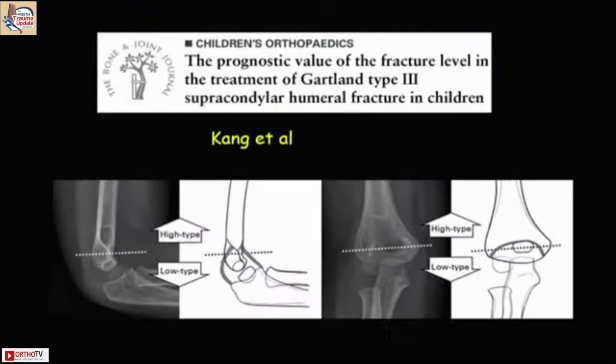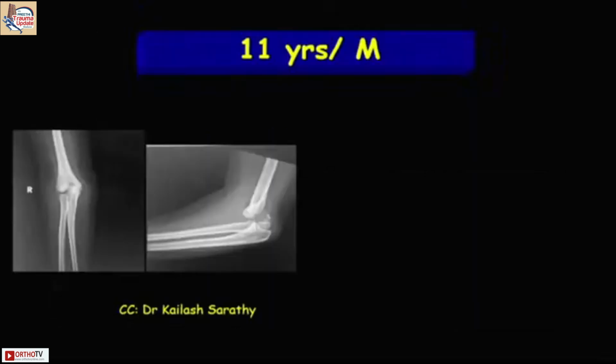Now, Kang et al. have shown the features of a low supracondylar humerus fracture: in the lateral view the fracture is below the hourglass line, and in the AP view below the transepicondylar axis. So, let us take a case example. This case belongs to Dr. Kailash. So, you can see in the low supracondylar fracture, the distal fragment is very small.